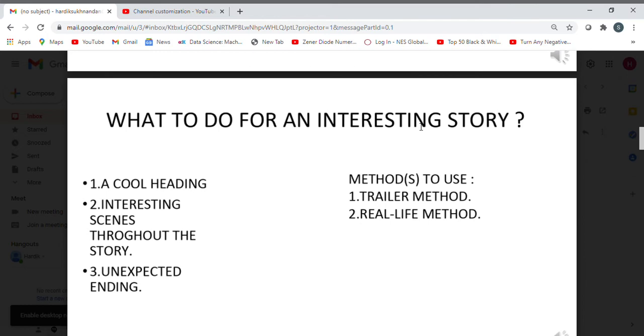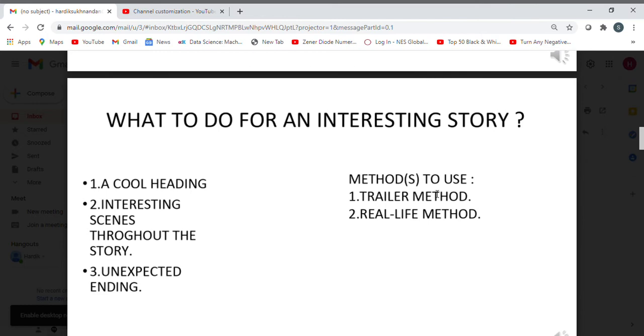Now these are the general things, but the methods I'm going to give you today are going to be really useful for you, that is if you apply them correctly. Trailer method and real life method. I'll tell you what these methods are and how you will use them. Before you write your story, create an image in your head of how your story will be. Then you can use the methods by dividing your story into three parts: introduction, plot, and ending.